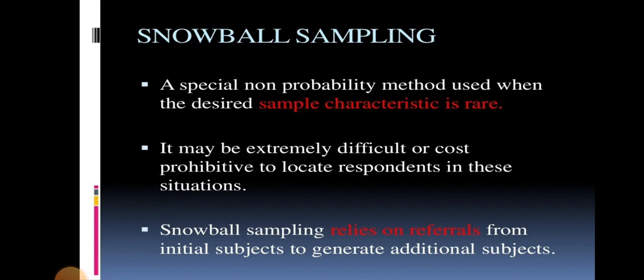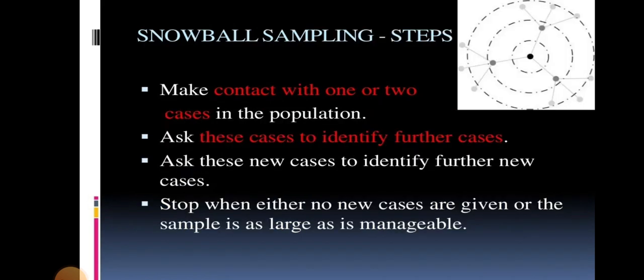So here through snowball sampling from one person we can identify the second person, from the second person we can identify the third person. And snowball sampling relies on referrals from initial subjects to generate additional subjects. Here you can see that we make contact with one or two cases in the population, and then ask these cases to identify further cases. In the center we can see a black dot. From there we can find another one, and through them another one. So here it is known as reference.